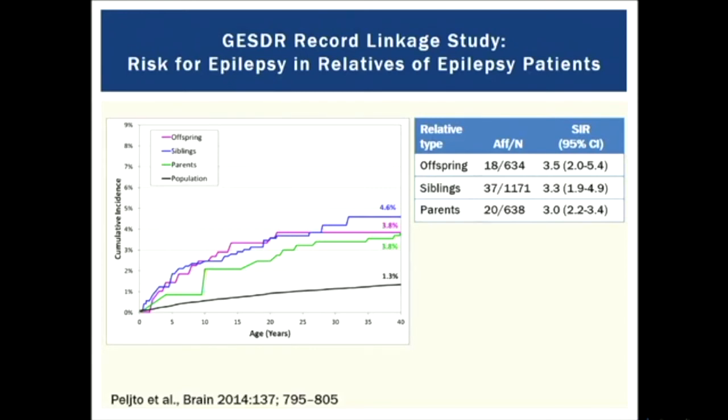And this is very important because we can't actually do genetic testing and tell people whether or not their relatives will develop epilepsy yet. Most people don't have a family history, and we don't know the genes. So it's about a 3-fold increase in risk, and the cumulative incidence is about 4% in the relative of an affected individual by age 40.